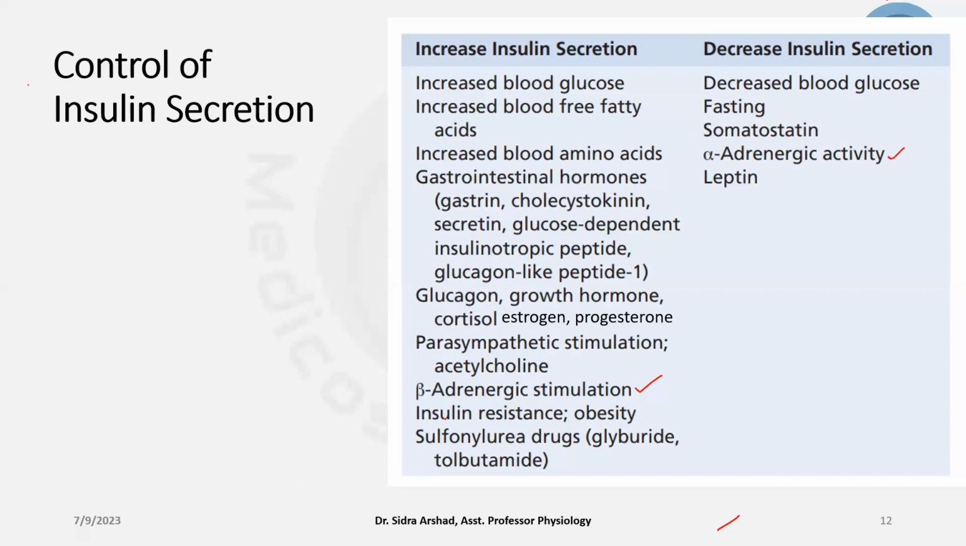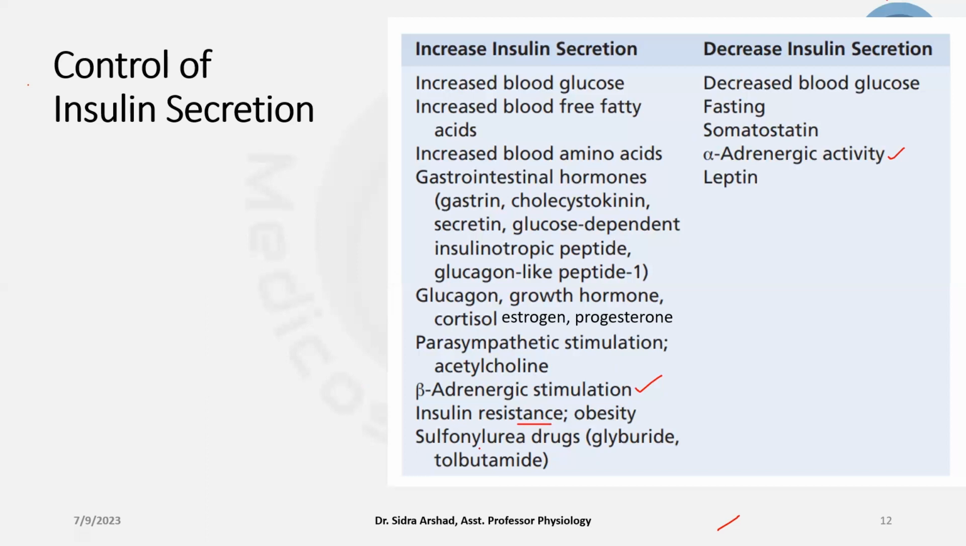Then in the presence of insulin resistance, that is in type 2 diabetes mellitus and in obesity, there is actually an increase in insulin secretion. The glucose is not being transported into the cells in the presence of insulin resistance, so its levels are high, which continuously stimulates the beta cells to release more and more insulin, even if it is not able to exert its action.